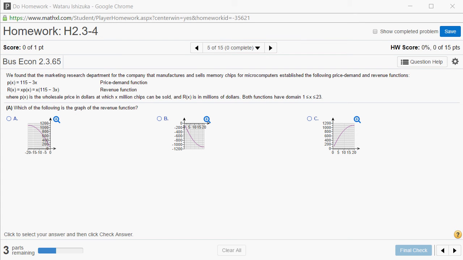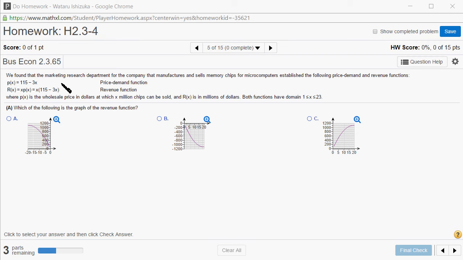Alright, let's look at the homework 2.3, 2.4, problem number 5. We have a price demand function, which is 115 minus 3x. And the revenue function is just the price demand function times x. So it's x times the quantity 115 minus 3x. Which of the following is the graph of the revenue function?